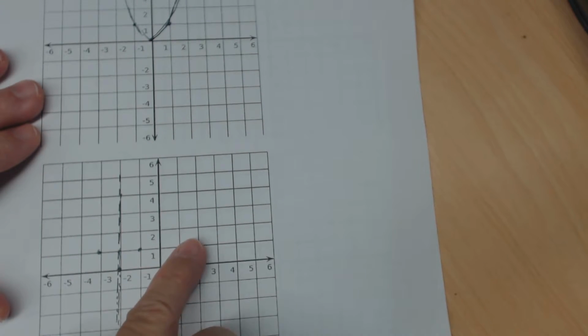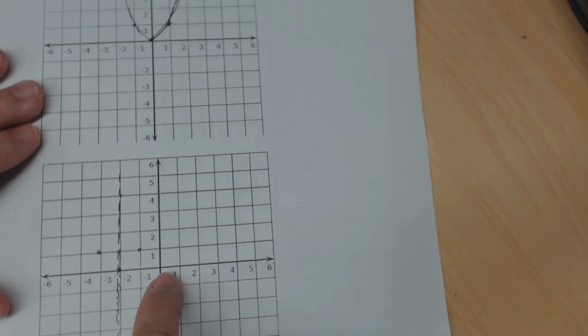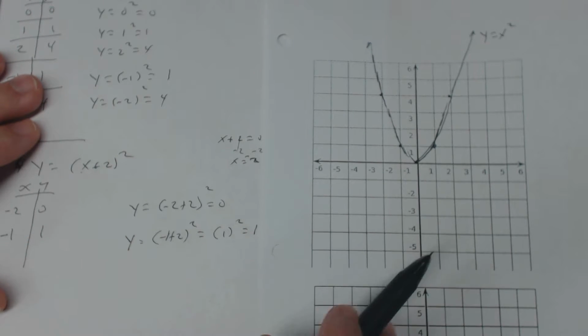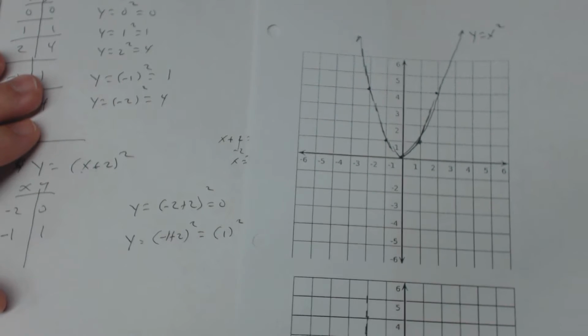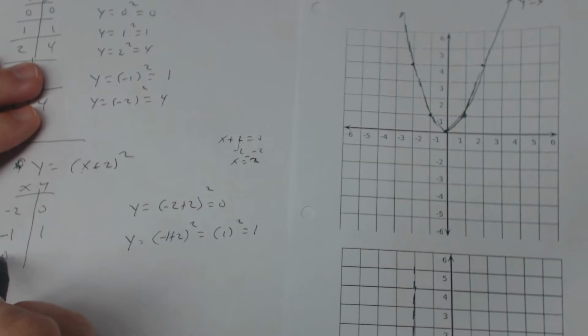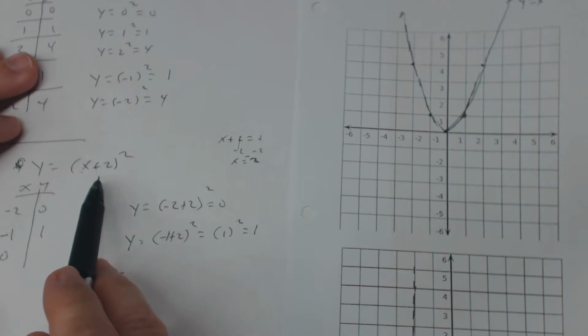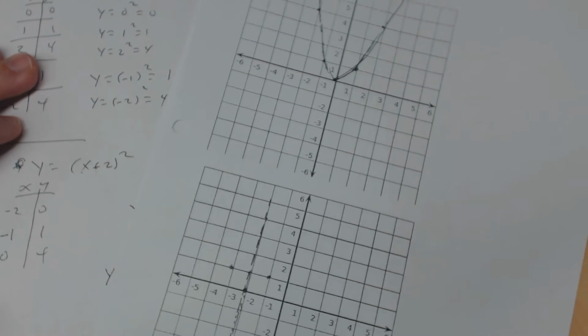So I need one more point on this side to help me draw a good graph. So let's pick one more point. Let's pick -1. You can pick 1 if you want to, but the problem is when you pick 1, 1 plus 2 is 3. 3 squared is 9. The problem is you don't have enough units to get to 9. So pick 0. When x is 0, I get y equals 0 plus 2 squared, which is 2 squared, which is 4. And notice I get 0, 4.